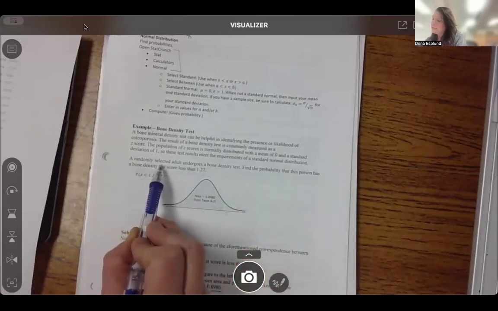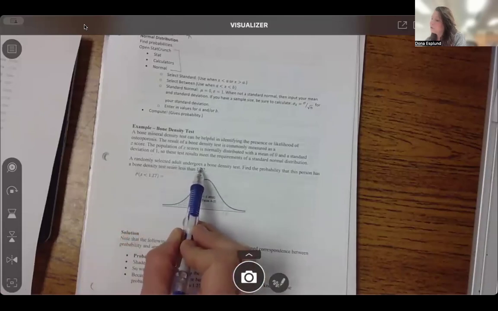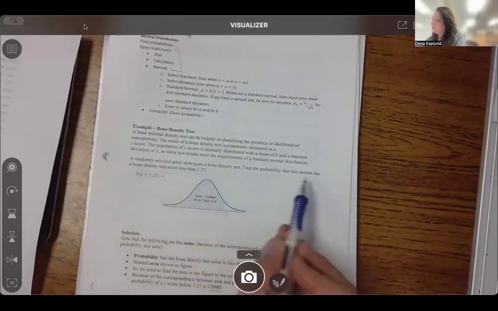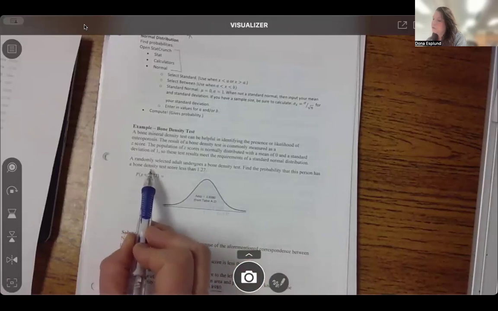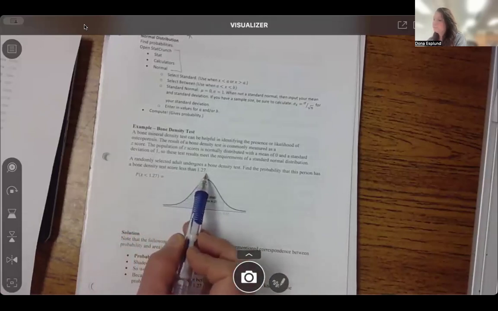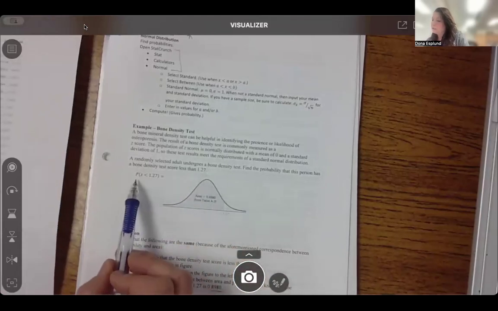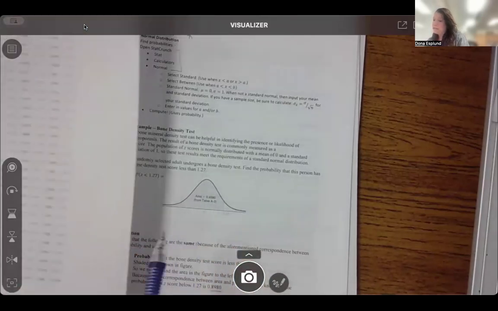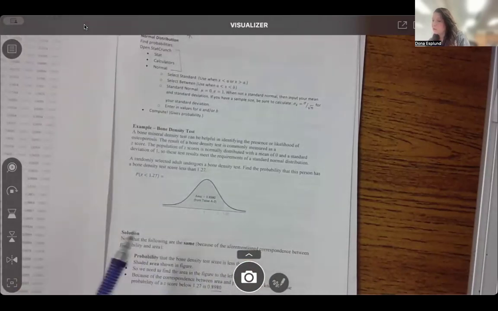So a randomly selected adult undergoes a bone density test. Find the probability that the person has a bone density score less than 1.27. So when I look at the problem, I'm going to go to my Z-score table. In order for me to read the Z-score, I'm going to come down.